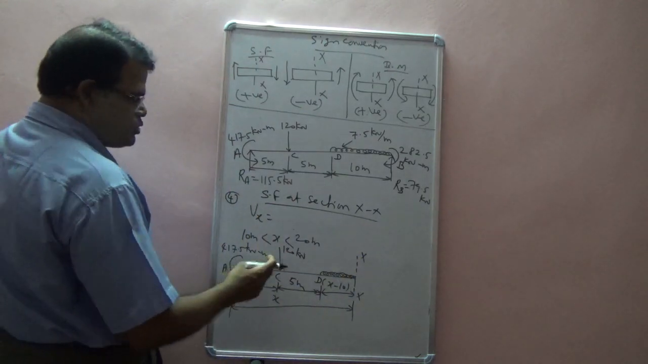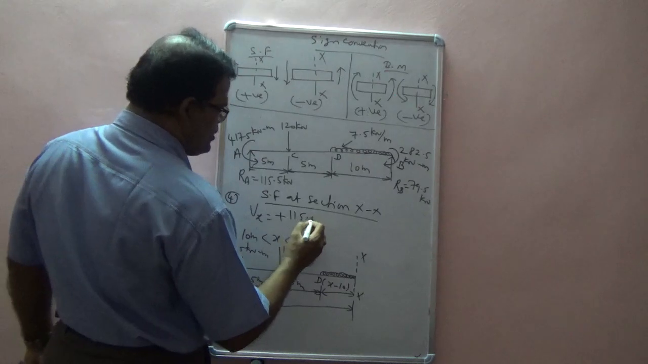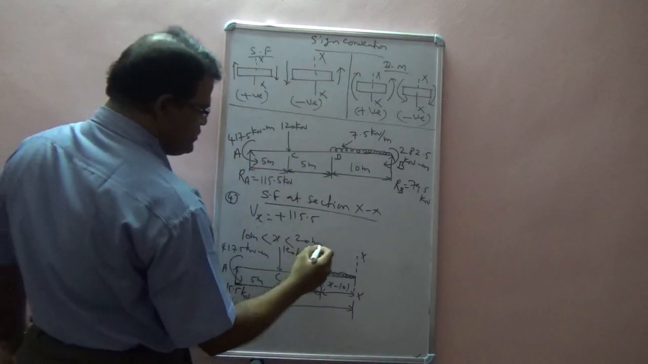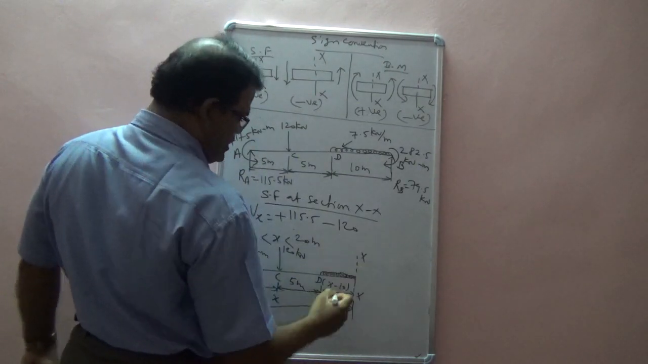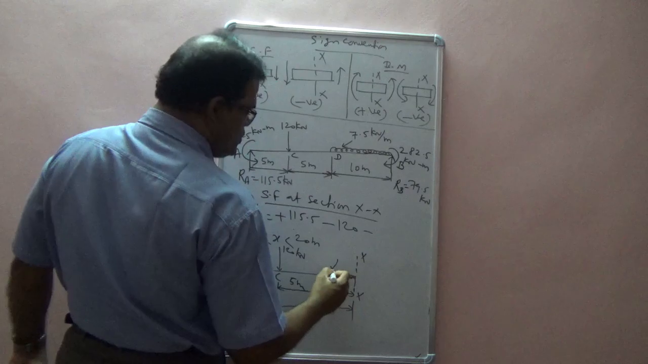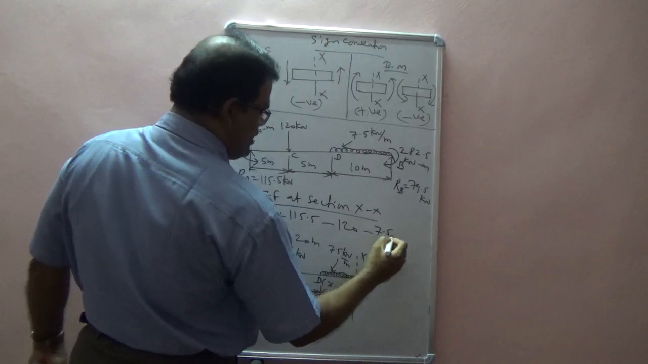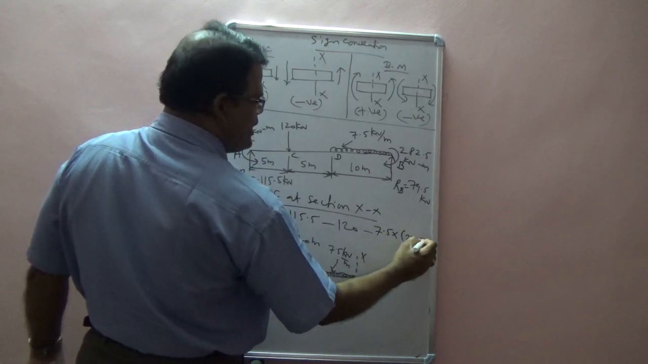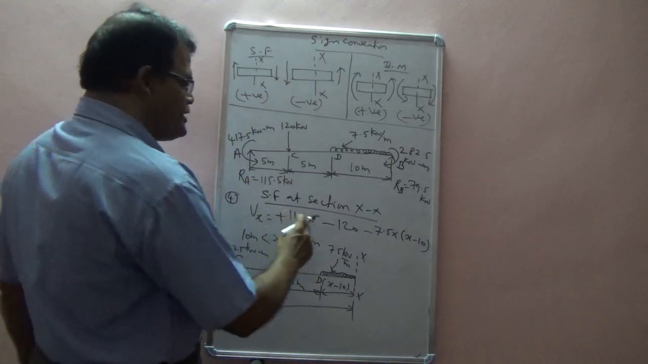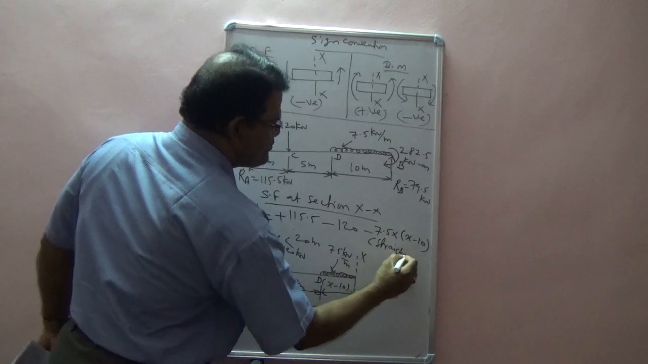There are 1, 2, 3 forces acting. The first force is acting vertically upward, therefore it is positive, 115.5. This one is acting downward on the left side, so it is negative, therefore minus 120. And this one is also acting downward on the left side of the section, negative, so minus; its magnitude is 7.5 kilonewton per meter multiplied by (x minus 10), the distance over which it is acting. If you see this equation, there is only an extra term, therefore it represents a straight line.